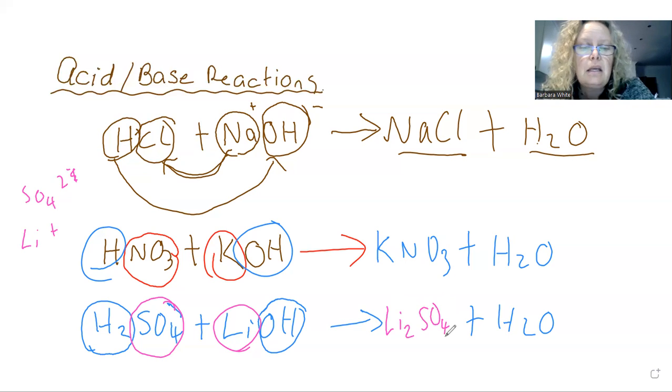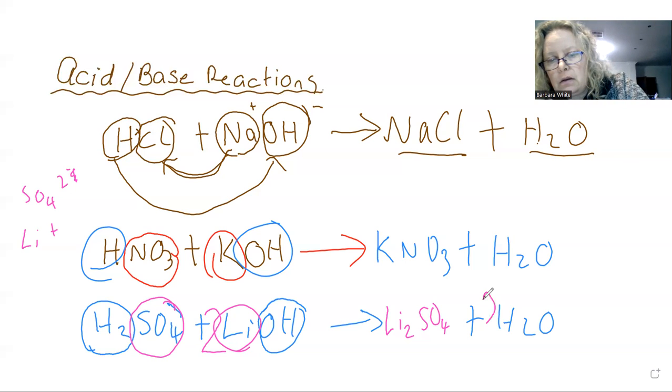Is it balanced? You've got an SO4. Oh, there's only 1 lithium here. You've got 2 lithiums over here. So we're going to need to put a 2 in there, two LiOHs. So we've got two O's, 1, 2, 3, 4 H's. We're going to need a 2 here. And if you want to make sure it's balanced, write it all down underneath. I'm just going to count.